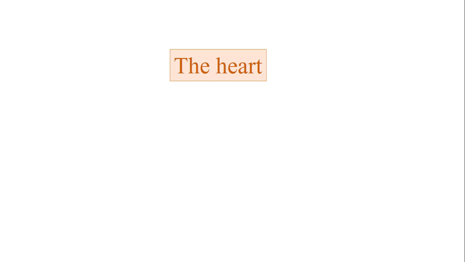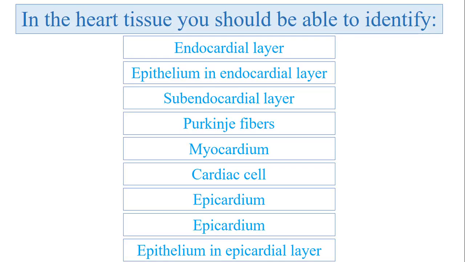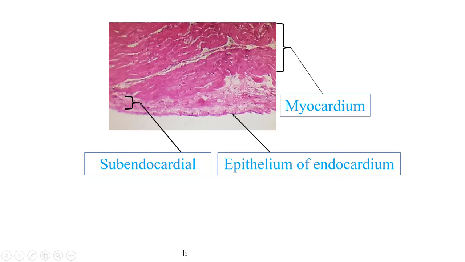In the heart tissue, you should identify these items: the endocardial layer, epithelium in the endocardial layer, subendocardial layer, Purkinje fibers, myocardium, cardiac cells in the myocardium, epicardium, and epithelium in the epicardial layer. Let's see them one by one.